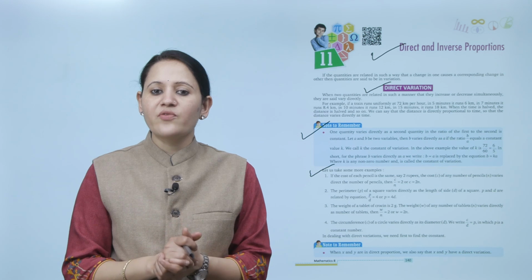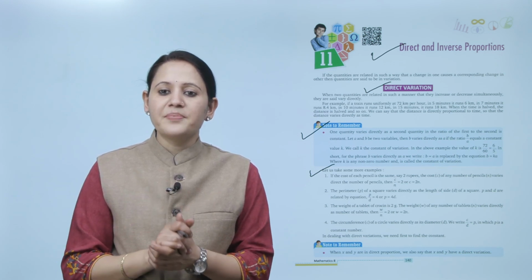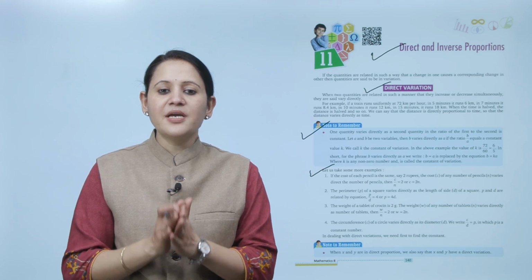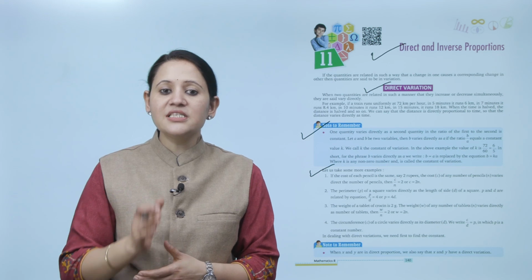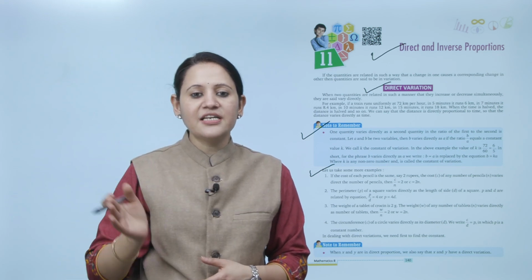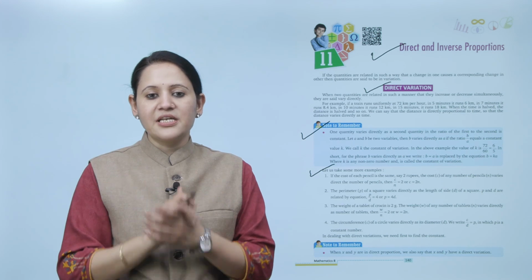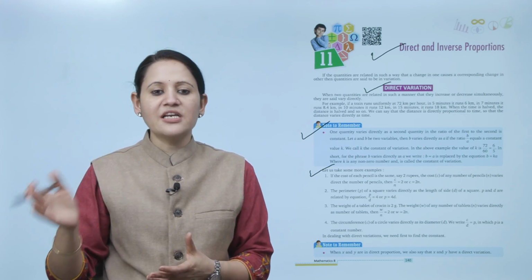The perimeter of the square varies directly as the length of the side D of the square. P and D are related by the equation P upon D equals 4, so P equals 4D, means as the side increases, the perimeter will also increase. So they are directly proportional to each other, means वो directly vary कर रहे हैं.